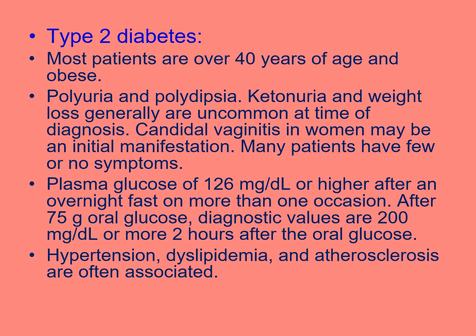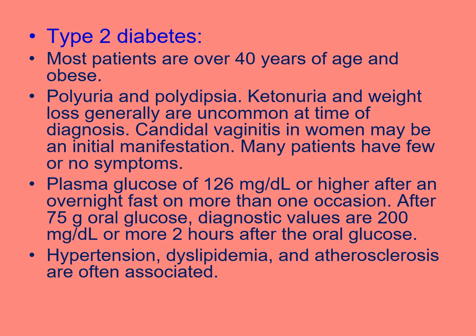Clinical presentation: most of these patients are normally over 40 years of age. Polydipsia and polyuria are the important features. Ketonuria is not a significant clinical presentation in type 2 diabetics. It is more important in type 1 diabetics, in whom there is a marked deficiency of insulin. In females, candidal vaginitis may be an initial manifestation. In many patients, there may be no symptoms.